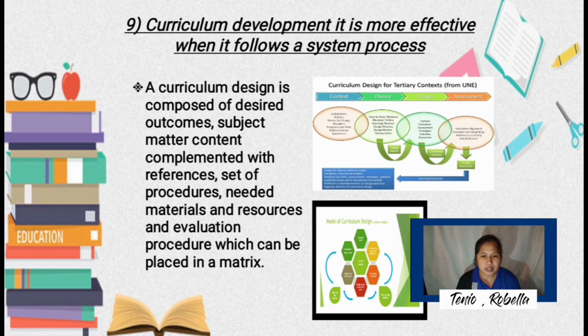Curriculum development is more effective when it follows a system process. A curriculum design is composed of desired outcomes, subject matter content complemented with references, set of procedures, needed materials and resources, an evaluation procedure which can be placed in a matrix. So one of this example of a curriculum design is a lesson plan. So later on, I will discuss to you about its lesson plan and its component.